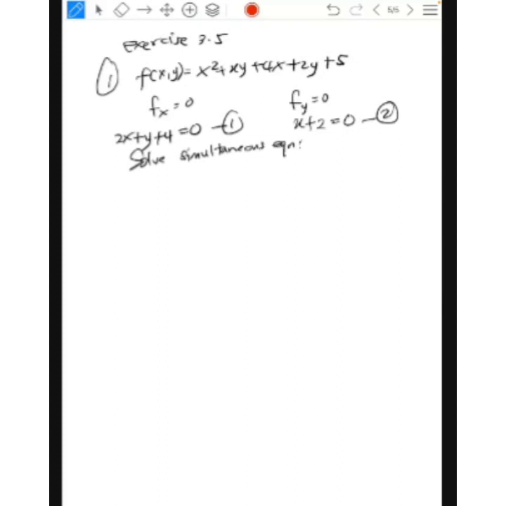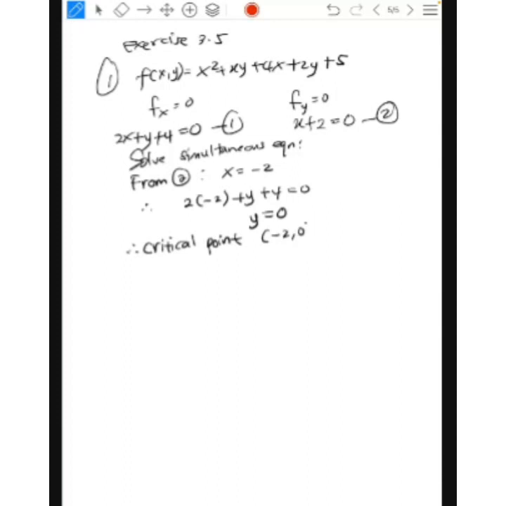So this is rather easy because from equation number 2, you can directly get the value of x, which is x equals to -2. And then substitute into 1. Then your 1 will be 2 times -2 plus y plus 4 equals to 0, or y equals to -4 plus 4, which equals 0. Then this is what we call the critical point. The critical point is (-2, 0). Whatever extrema, either it is maximum, minimum, or saddle point, will happen at this critical point.